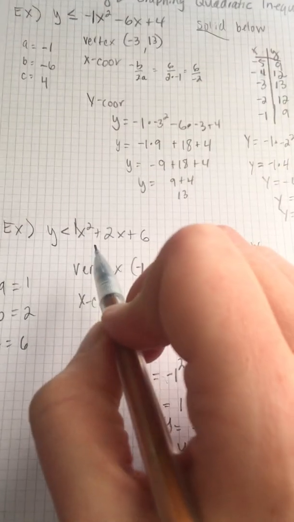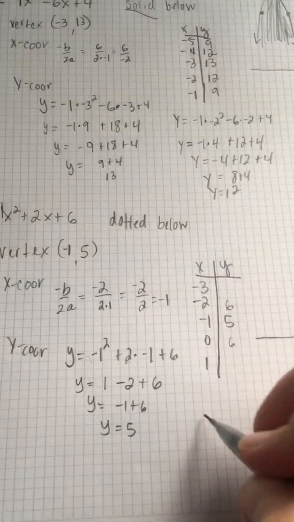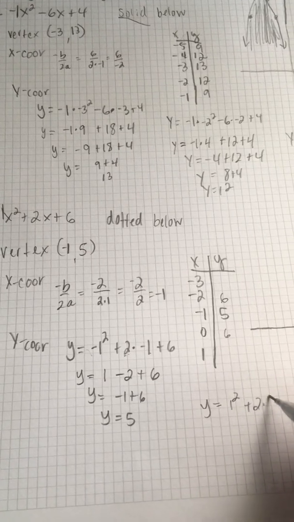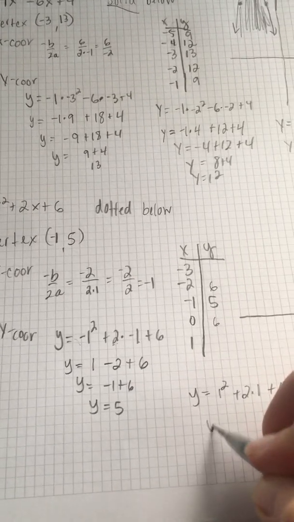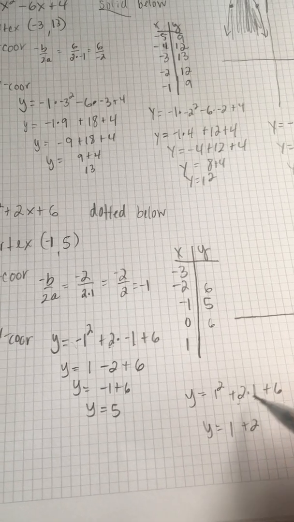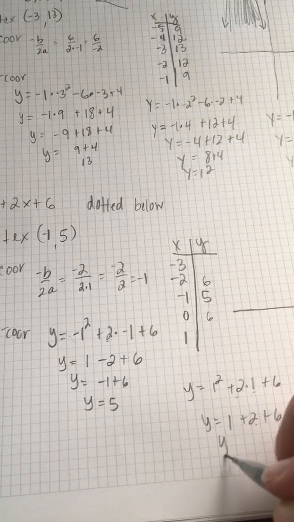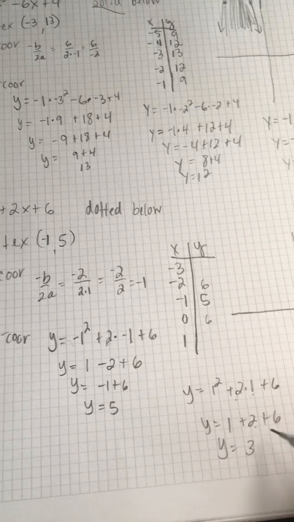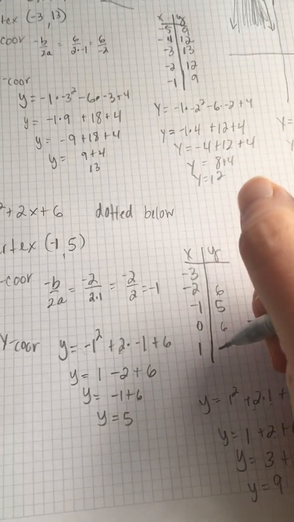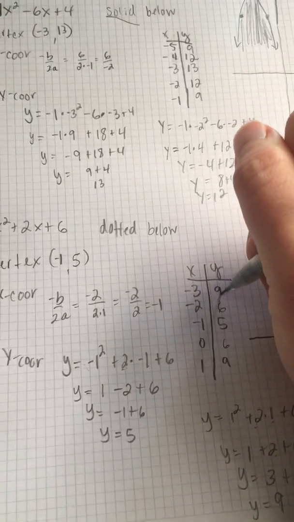Where do we plug in? Always back at that original. I am plugging in a 1. 1 squared plus 2 times 1 plus 6. 1 squared is 1. 1 plus 2, because we multiply those to get 2, plus 6. So we're adding, same signs. Adding, same signs, I'm getting 9. The 9 goes here, then the 9 goes here.